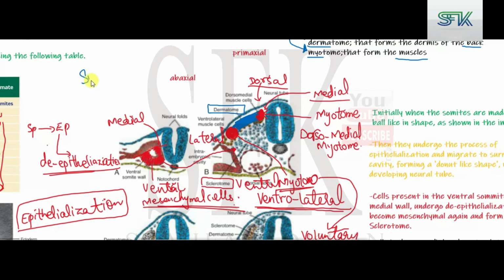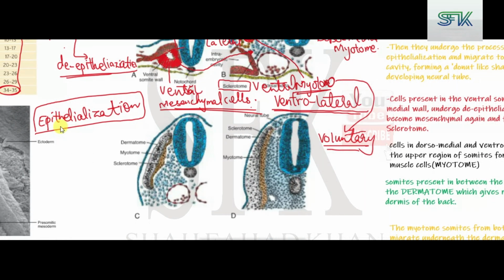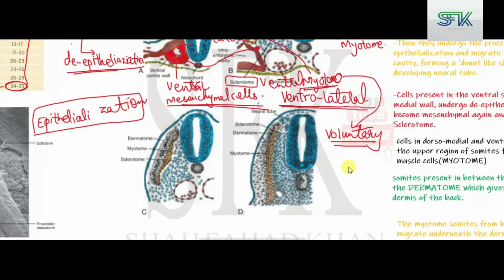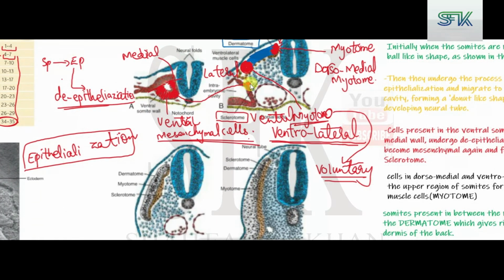The somatomeres which are present in the head region of the embryo, they do not give rise to these components. Okay, somatomeres, they do not differentiate into these three components. It's only the somites that differentiate. Okay, once this is clear, we can move on. The myotomal cells on the ventrolateral aspect and on the dorsomedial aspect, they'll now start migrating.